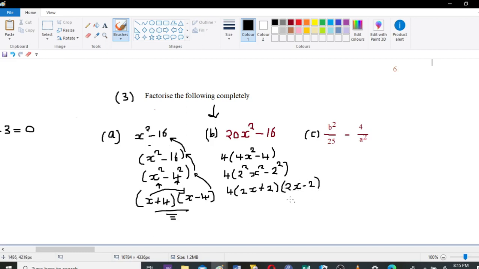It can be like this, or you can factorize further than this. Even that one is okay. Or we can say, oh, you can also get 4 if you want, right?